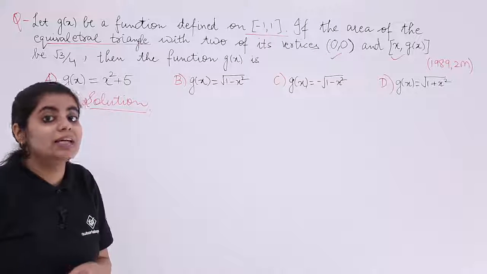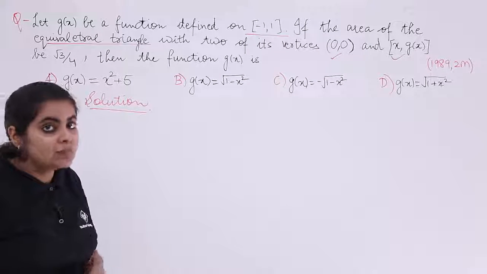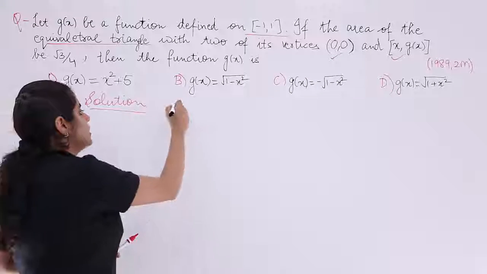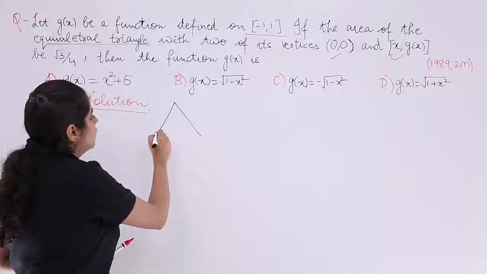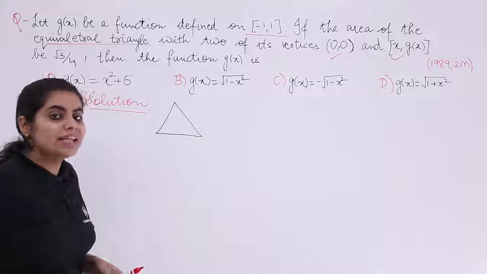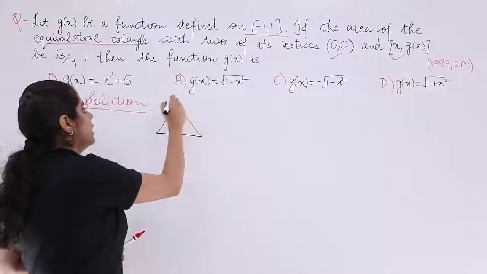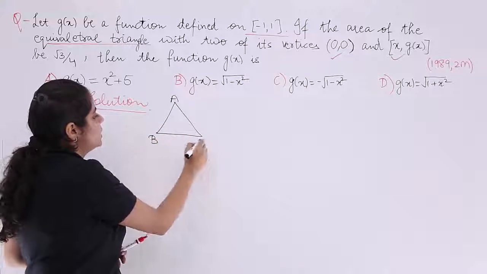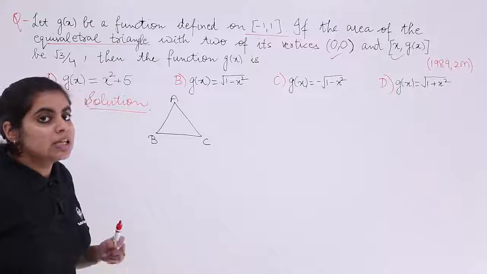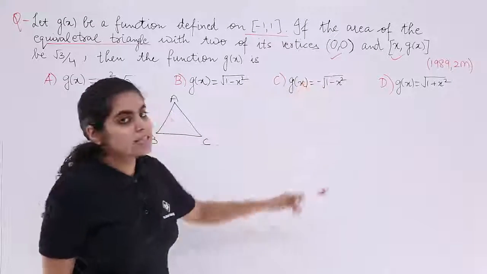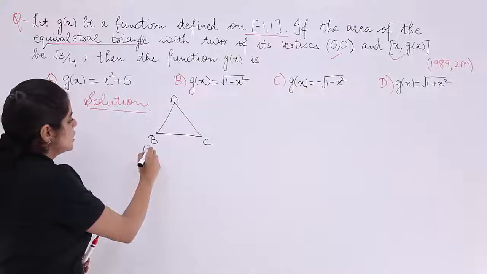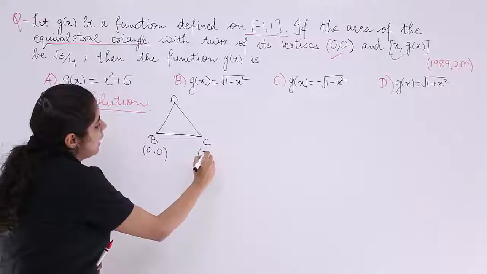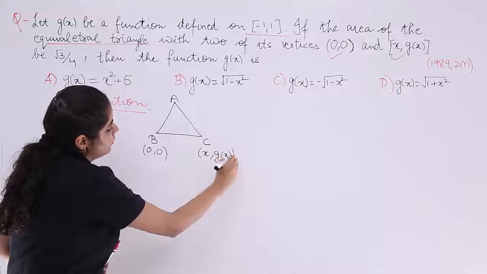It is given to me that the area of the equilateral triangle with 2 vertices. So let's draw an equilateral triangle first. And there are 2 vertices given to me. Let us name the triangle as ABC for our convenience. The first vertex is (0, 0). The second is (x, g(x)). So it is (0, 0) and (x, g(x)).